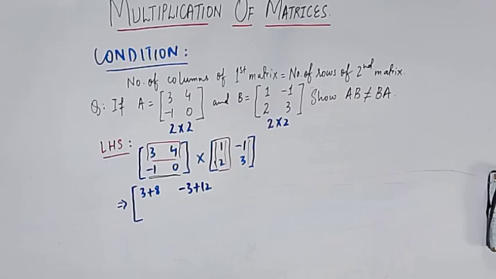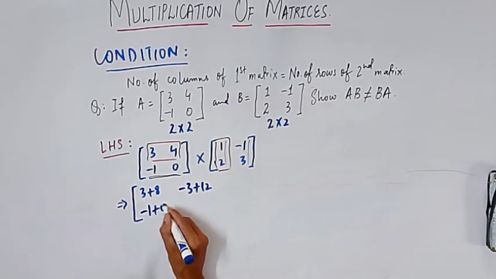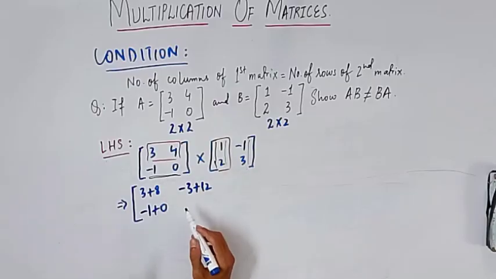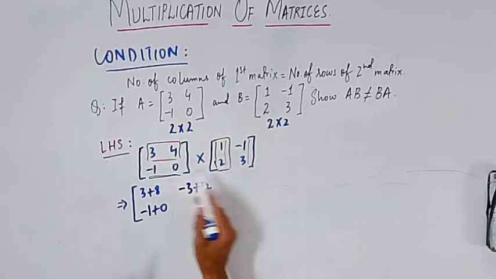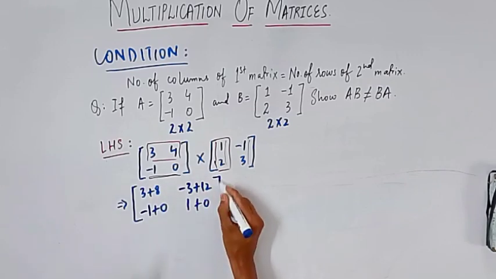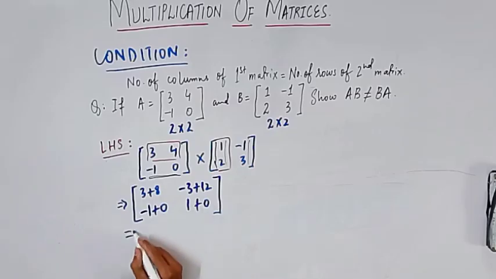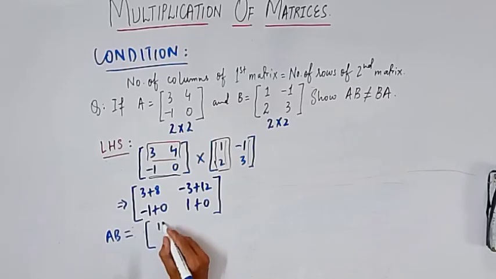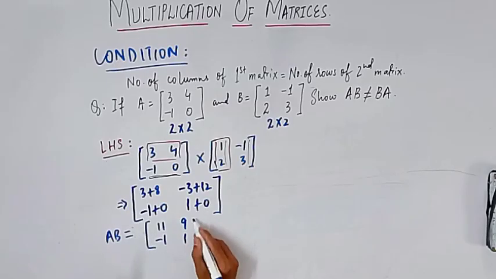So minus 1 multiplied by minus 1 will give you minus 1. 0 multiplied by 2 will give you 0. Minus 1, first with first, second with second. Now again first with first, minus 1 multiplied by minus 1 will give you plus 1, and 0 3s are 0. So finally you will get AB is equal to 8 plus 3 is 11, 12 minus 3 is 9, minus 1, 1. So this is the answer of the left hand side.